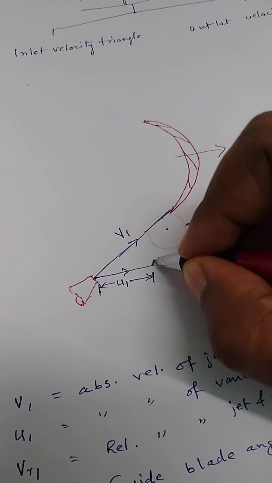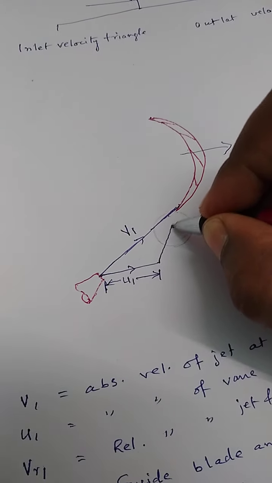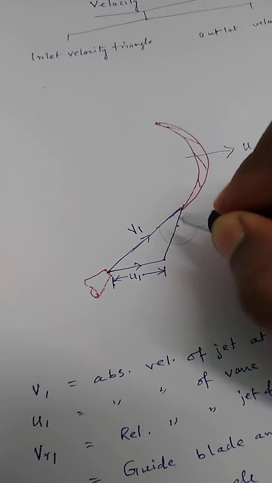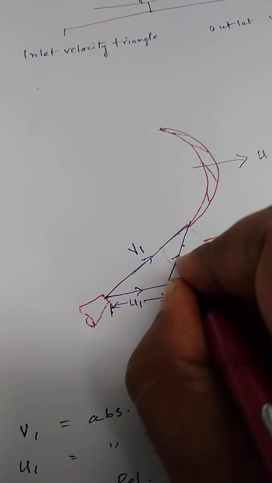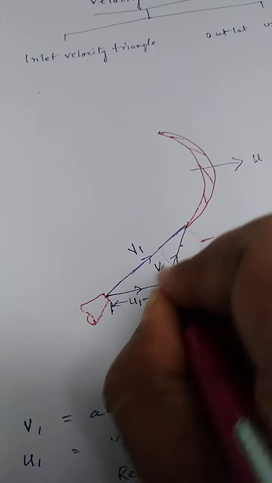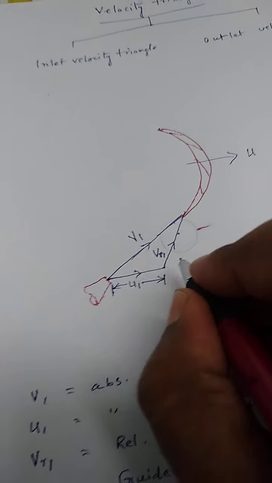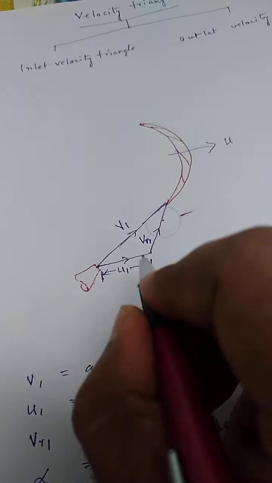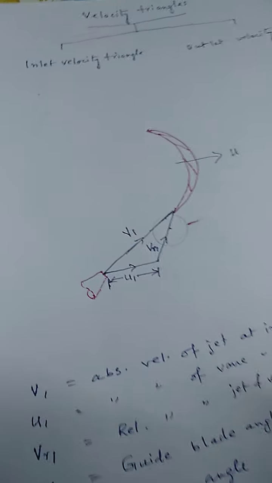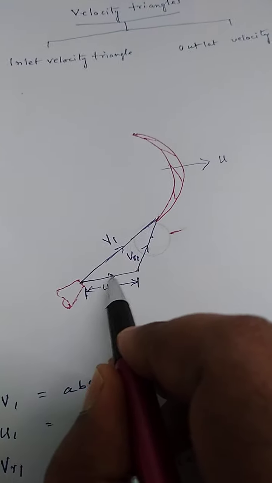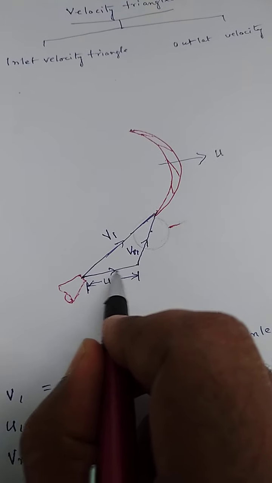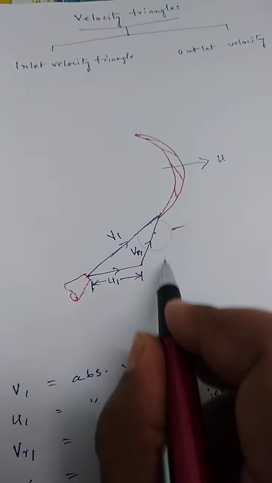Now the vector summation of this V1 and U1 we draw here, and we name it VR1, that is the relative velocity at inlet. Now this V1 can be resolved in the horizontal direction and in the vertical direction.